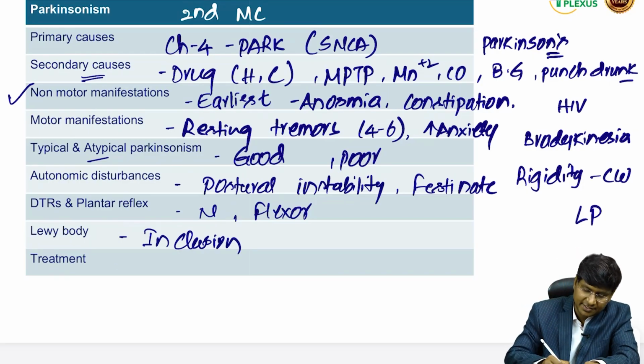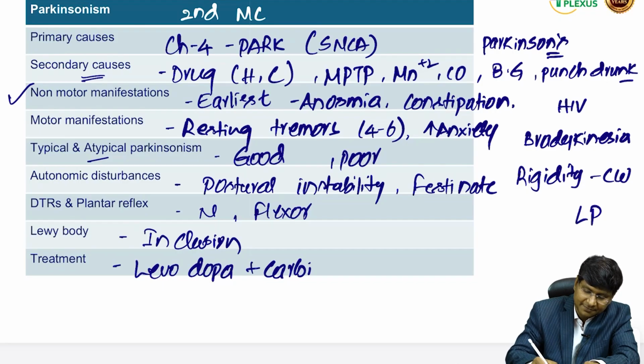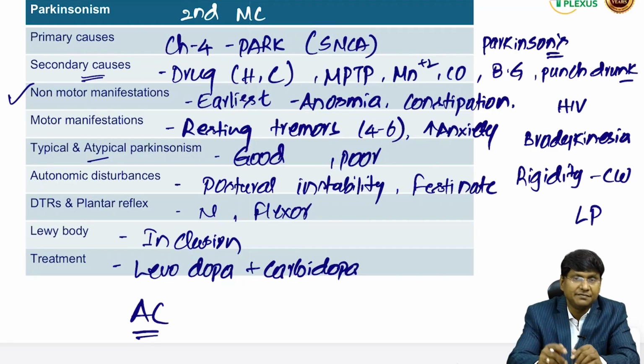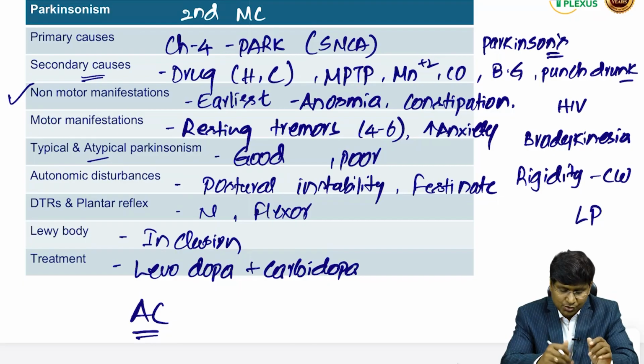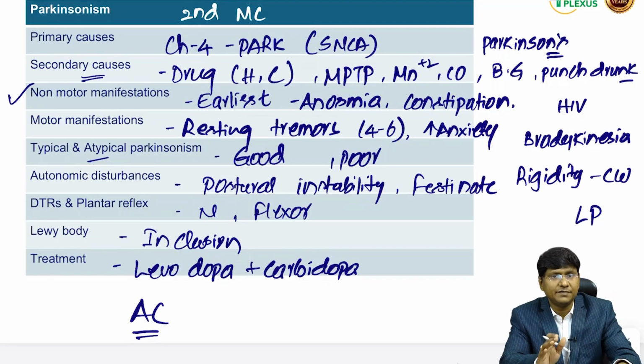And what is the treatment? The first line treatment will be levodopa, and this levodopa should be combined with carbidopa. Okay, and for tremors you need to give the anticholinergic drugs. So this will be the treatment in case of Parkinsonism.